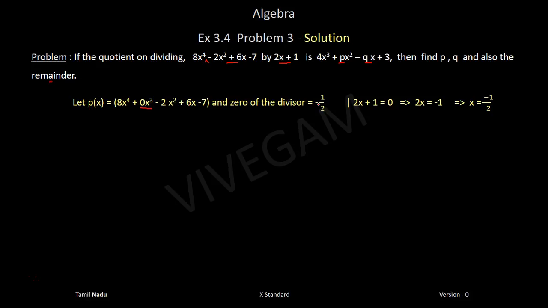And what's the zero of the divisor? Equate the divisor to 0. That is 2x plus 1 equal to 0, or 2x equal to minus 1, or x is equal to minus half. So the zero of the divisor is minus half. So let's do it by synthetic division.